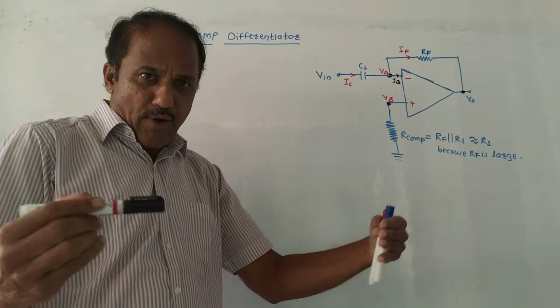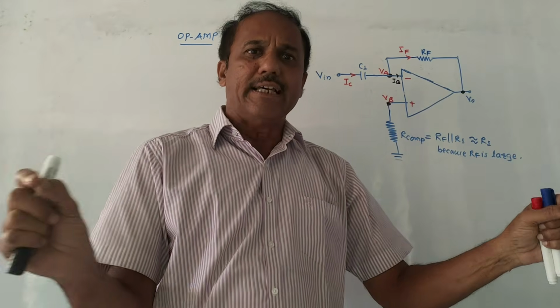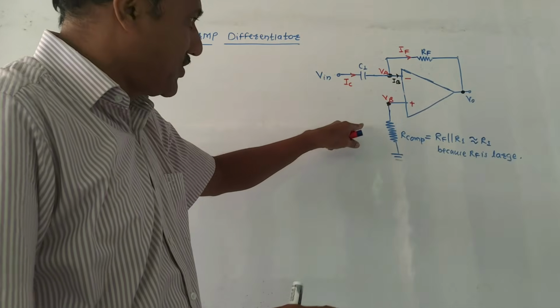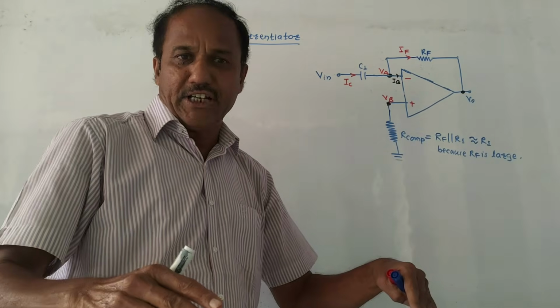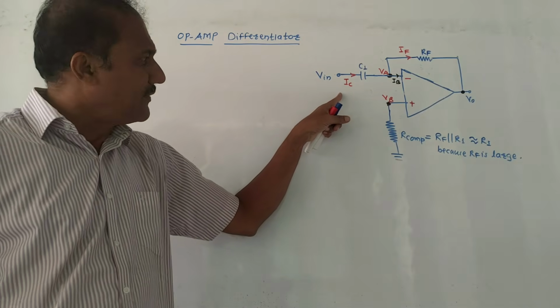We'll discuss point wise. From the exam point of view, we may expect the question like this: draw the diagram and derive the expression for ideal differentiator and what are its limitations. So first part, we will derive the expression for ideal differentiator.